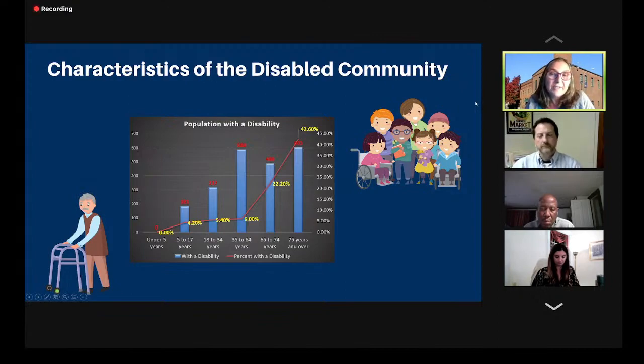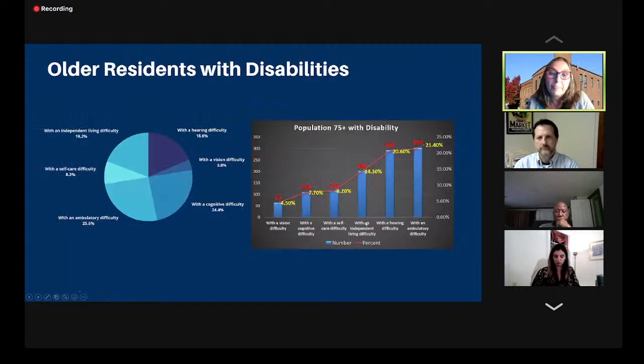The characteristics of the disabled community. Of your disabled community, we broke it down by age. So you'll see the highest percentages are 75 years and over and 35 to 64. But you'll see this is only 6%. Even though it's a high number, it's only 6% of the total age cohort for that group, whereas for the 75 years and over, that's 42.6% of those in that age group claiming a disability. And that disability is mostly an ambulatory situation, followed by a hearing disability, and then an independent living difficulty.